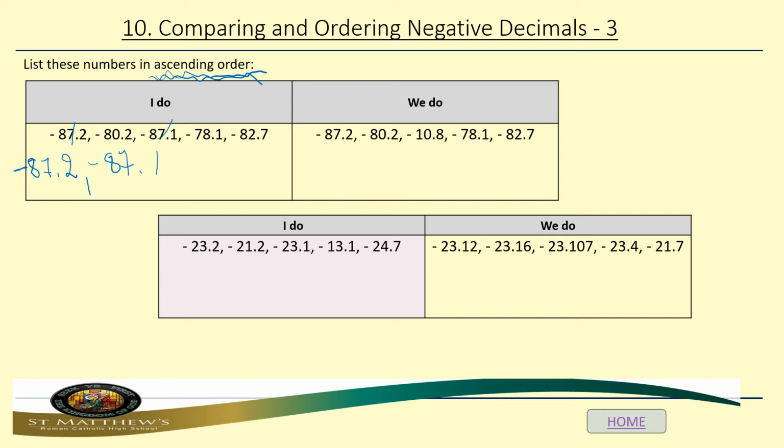Cross it off. Next one, minus 82.7, then minus 80.2, and then minus 78.1. Okay. Pause the video, and because there's a bit more writing, pause it for a minute and list them in ascending order, the question we do.